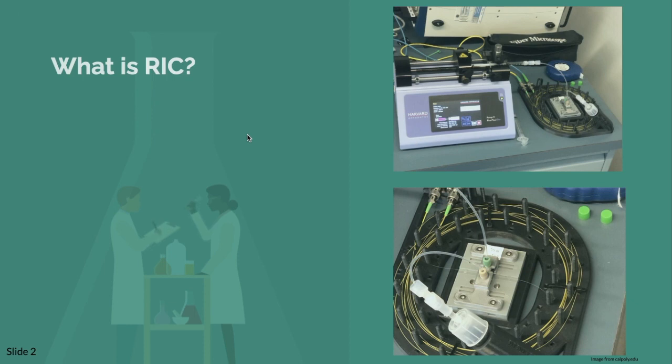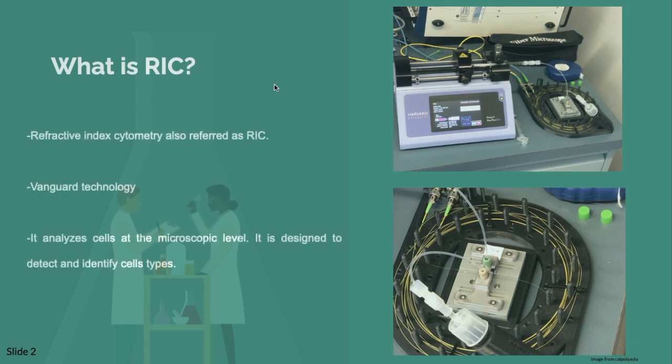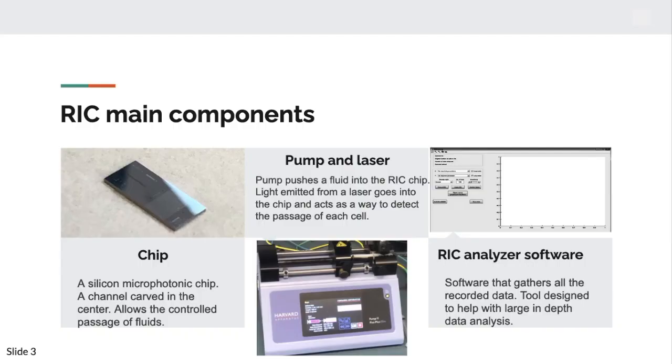Now, what is this technology that I'm talking about? Well, it's also known as simply RIC, and it's a vanguard technology, so it's still under development. It's a tool that analyzes cells, and it's basically designed to detect them and to identify them. So this is what the overall RIC setup looks like, but I'll go over its main components.